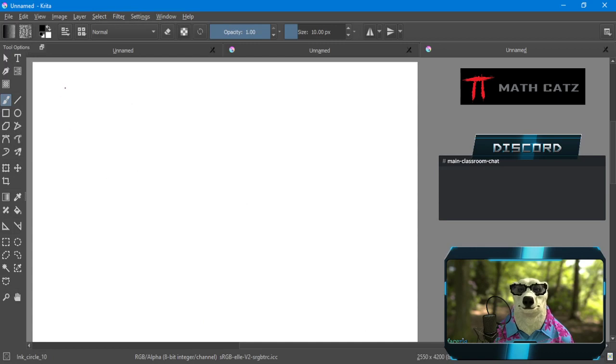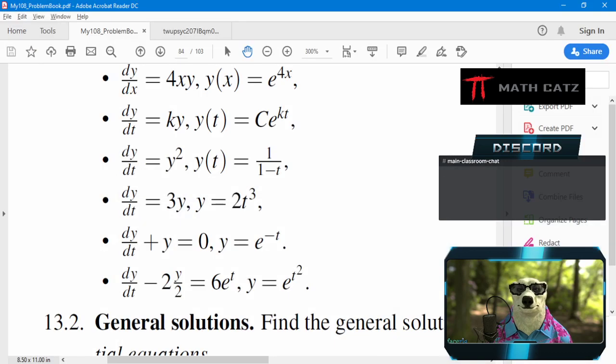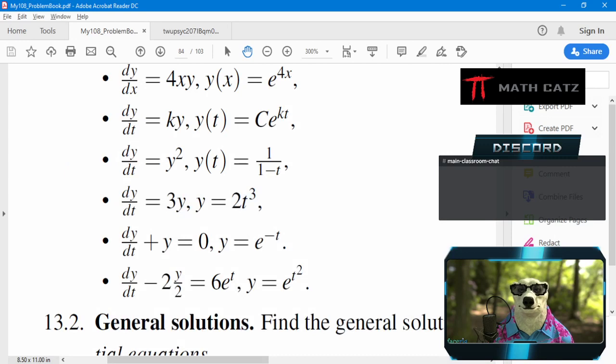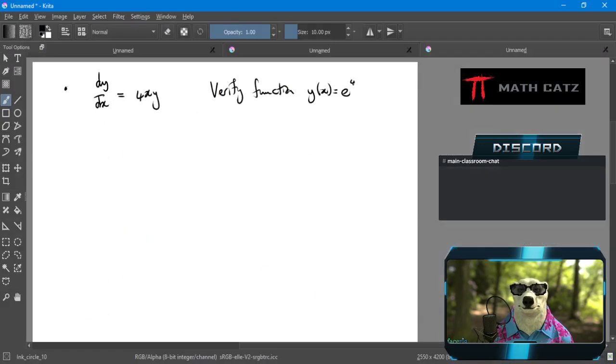My next problem is dy/dx equals 4xy, and I'm looking to verify the function y of x equals e to the 4x. All right. So now I go left-hand side, plug it in. Left-hand side requires that I take the derivative, so I will do that on this function. That is going to be 4e to the 4x.